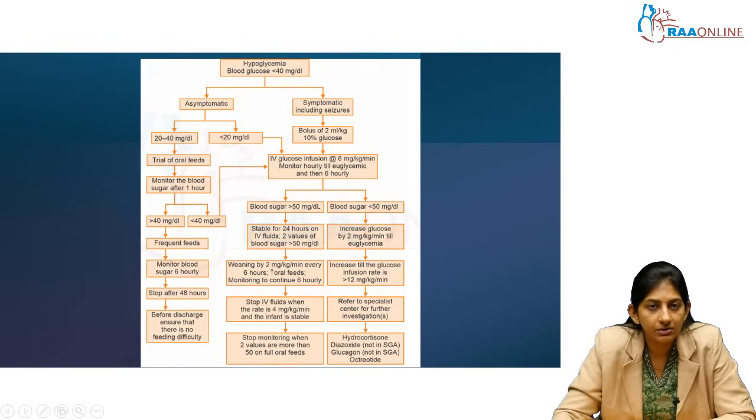Say this is for symptomatic hypoglycemia. Asymptomatic, say the blood sugar is less than 40 or 45 and the baby is completely asymptomatic. Look at the blood glucose level.